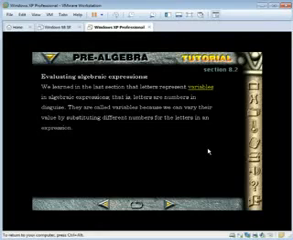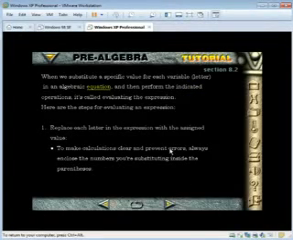Evaluating algebraic expressions. We learned in the last section that letters represent variables in algebraic expressions. That is, letters are numbers in disguise. They're called variables because we can vary their value by substituting different numbers for the letters in an expression. When we substitute a specific value for each variable, letter, in an algebraic expression, and then perform the indicated operations, it's called evaluating the expression.